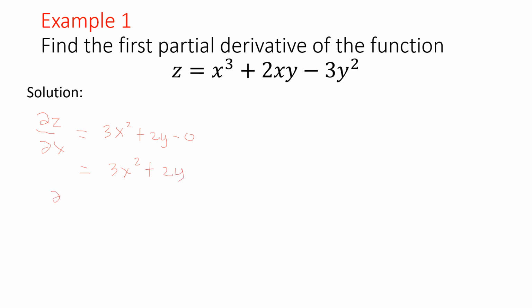Partial derivative of g with respect to y equals 0 plus 2x minus 6y, or equals 2x minus 6y.